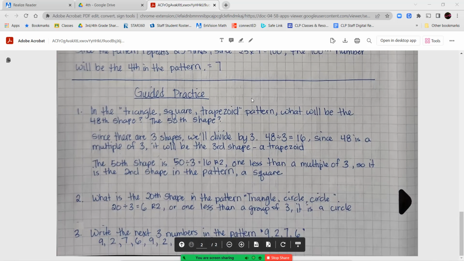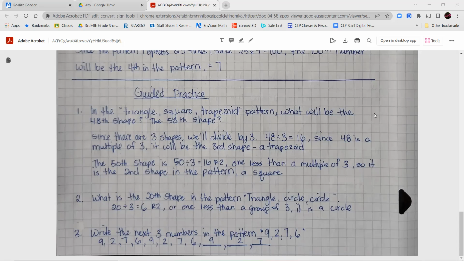So in the triangle, square, trapezoid pattern, what will the 48th shape be? What will the 50th shape be? Since there's 3 shapes in that pattern, triangle, square, trapezoid, we're going to divide by 3. So 48 divided by 3 is 16. Now, since 48 is a multiple of 3, it's going to be the 3rd shape in the pattern, which is a trapezoid.